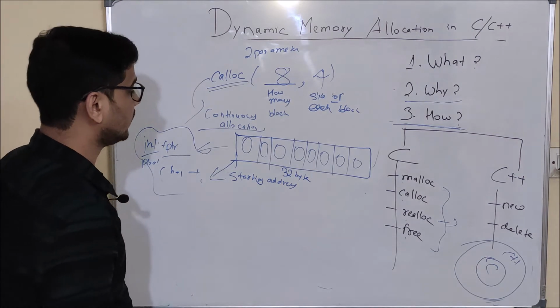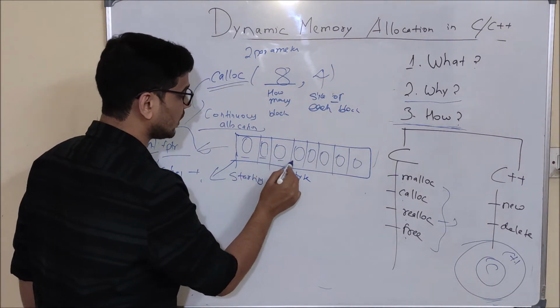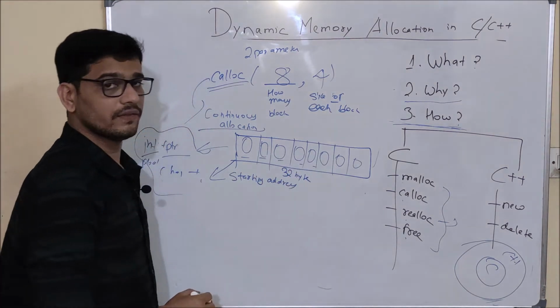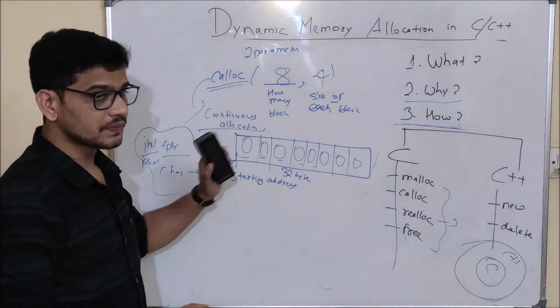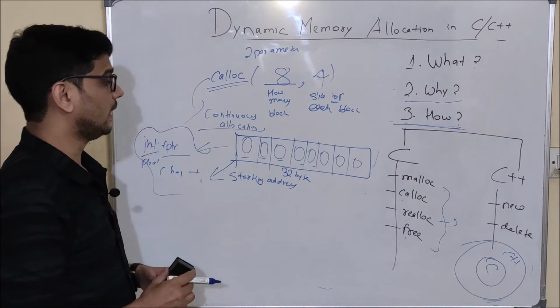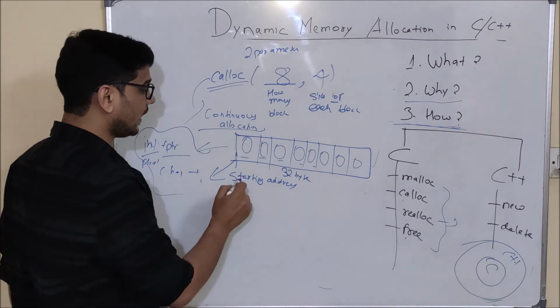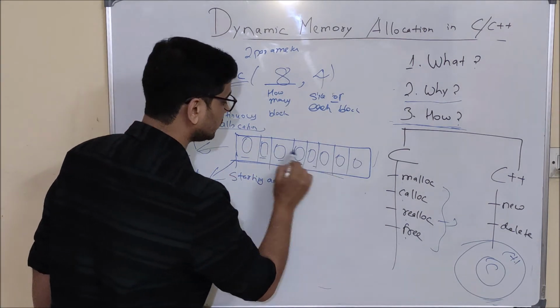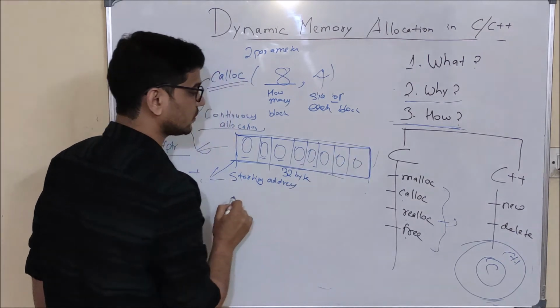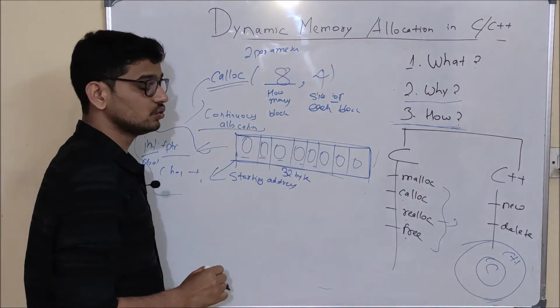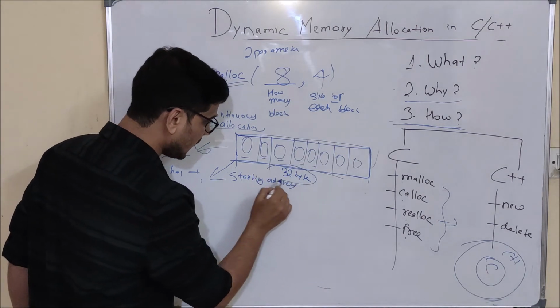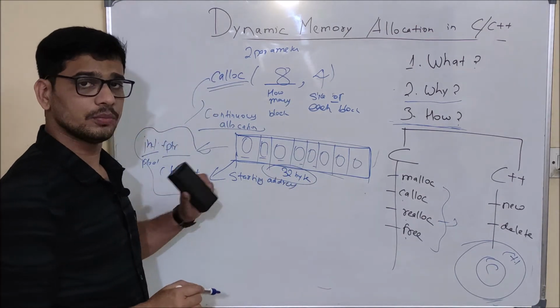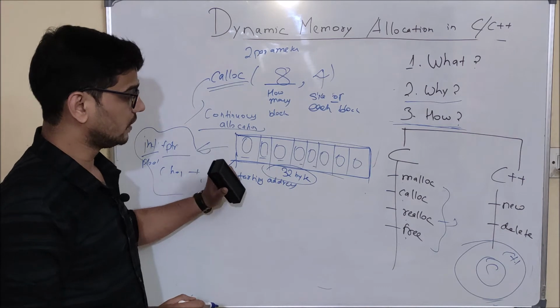And one more thing friend, as you can see here, we have initialized the values to 0, but in malloc we are not going to initialize it. It will be some garbage value. And as you can see here, it has divided the memory into 8 particular blocks and then initialized the blocks to 0. But these 32 bytes are going to be continuous in memory.